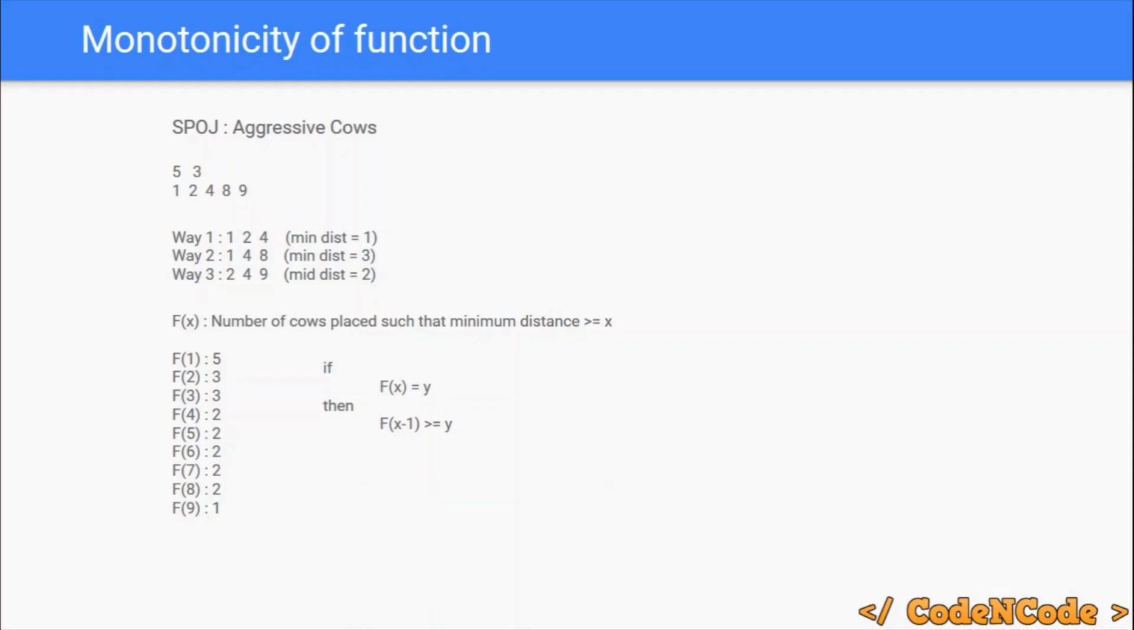So this lecture is already too long, I guess, so I'll be stopping here, and from the next lecture onwards we'll be taking certain problems on binary search and solving them one by one, some of the most important and interesting problems. So this was all for this lecture.